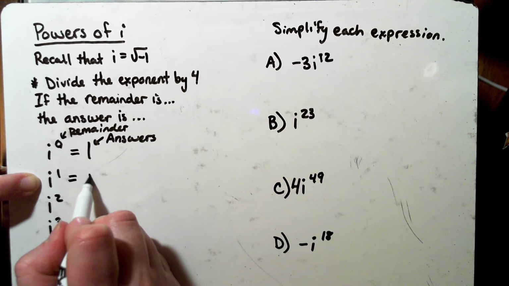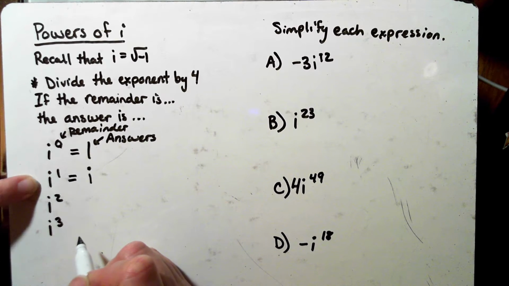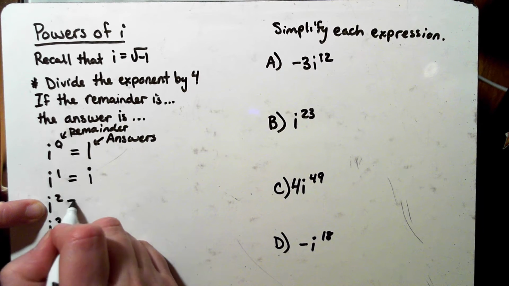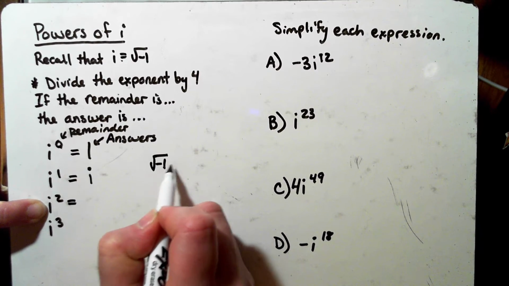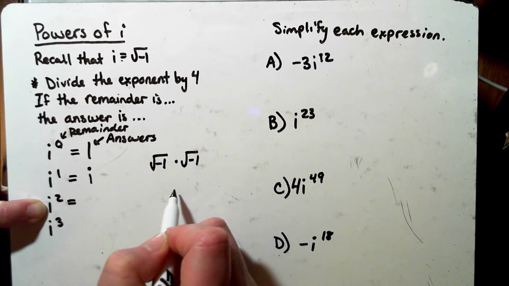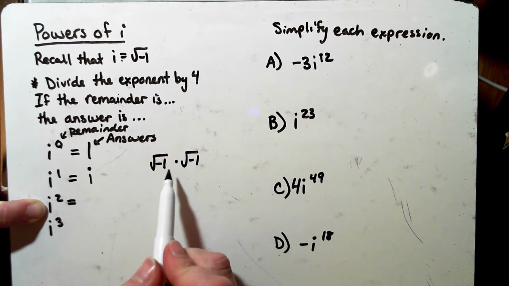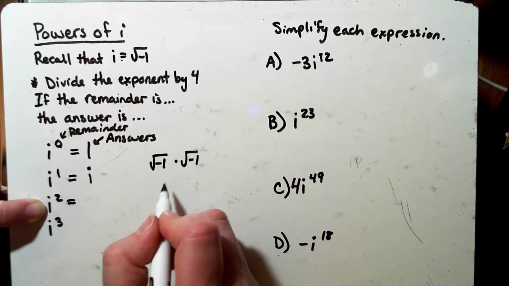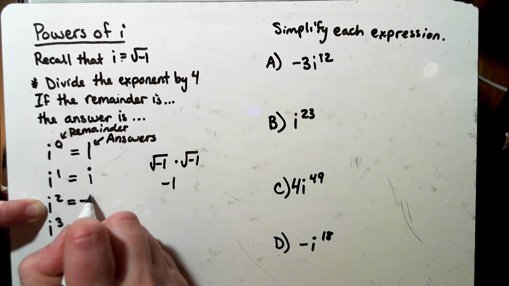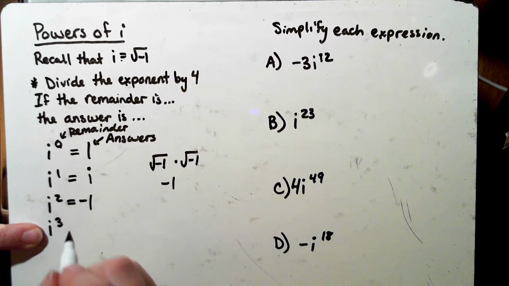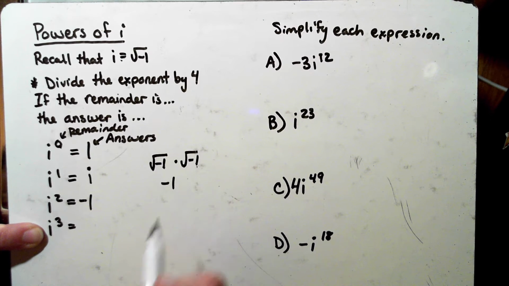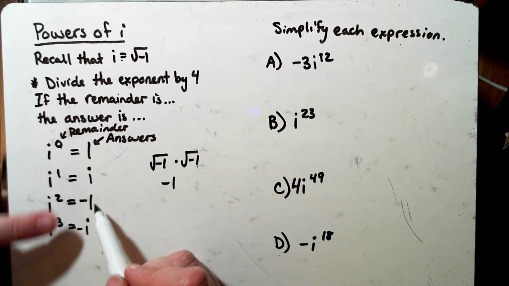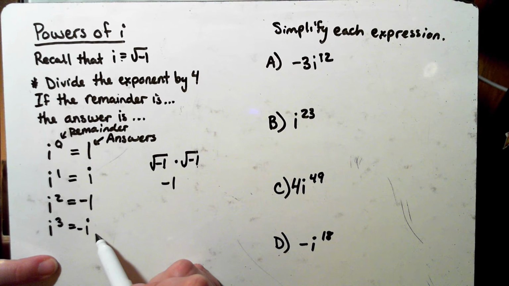So i to the first power, well, anything to the first power is itself, so i. Now, i squared, let's think about that. i is the square root of -1. So if I do the square root of -1 times the square root of -1, the square roots will cancel each other out, and you're just left with -1. And i cubed, well, you're going to have this times an extra i, so you get -i there. So those are my 4 results for when we do powers of i.